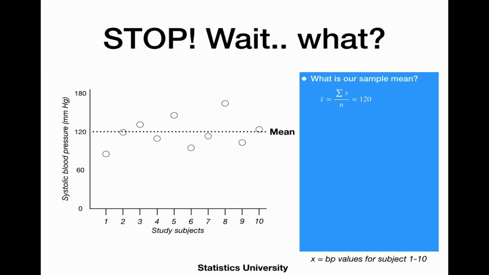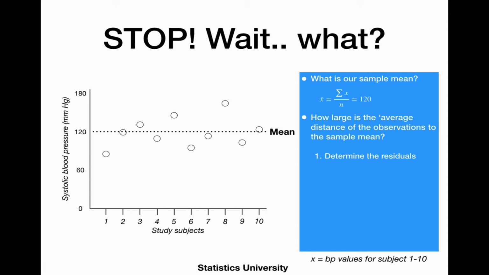Now, I'll give you an example of how to calculate a standard deviation. Let's say we have measured systolic blood pressure in 10 individuals, and their values here are denoted in a graph. And I've plotted the mean, which is the sum of all the values that we have observed, so the sum of those dots, divided by n, which in this case is 10, and then we'll have a sample mean of 120.